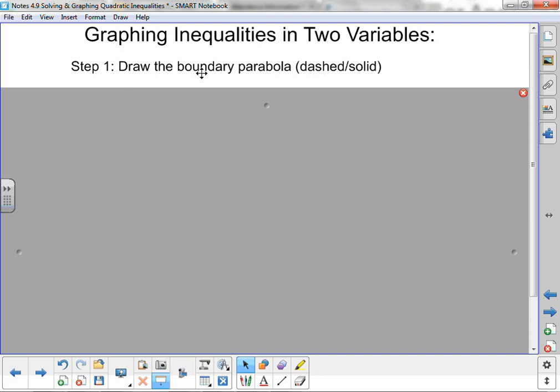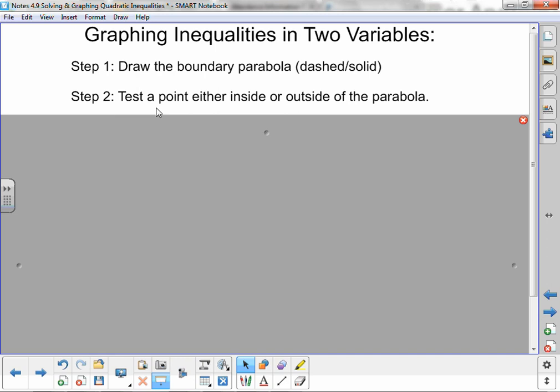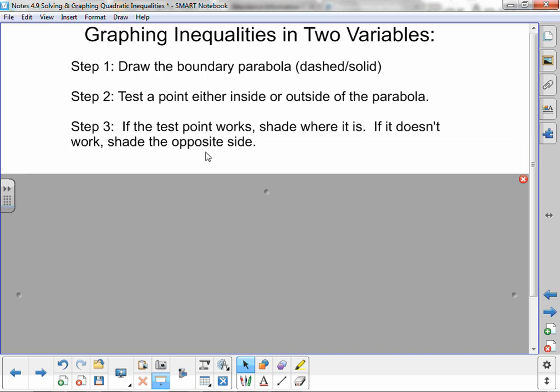So you're going to draw your boundary. It's not a boundary line, it's a boundary parabola because it will look like a parabola. You're going to figure out if it's dashed or solid. If there's an equal to part on the bottom, then it's solid. If there's no equal to sign, then it's going to be dashed. Next, you're going to test a point either inside or outside of the parabola. Depending on if that point works or not, you're going to know where to shade. If it doesn't work, you're going to shade the opposite side.